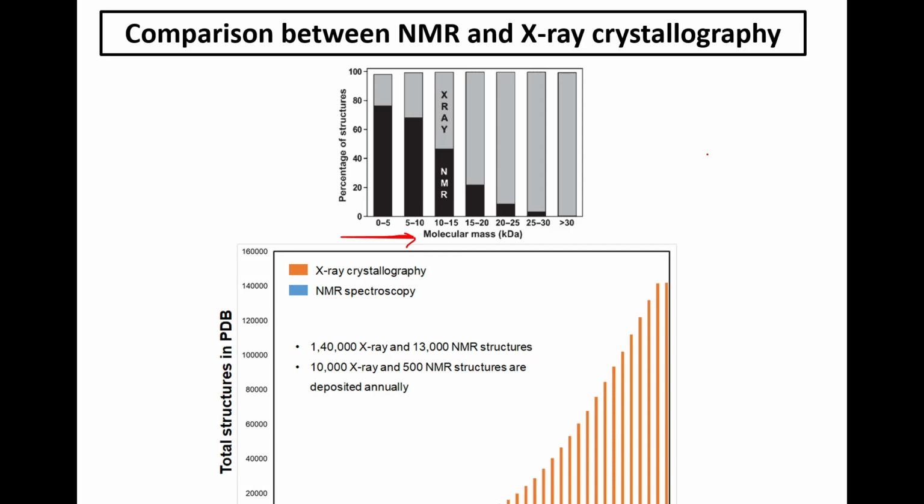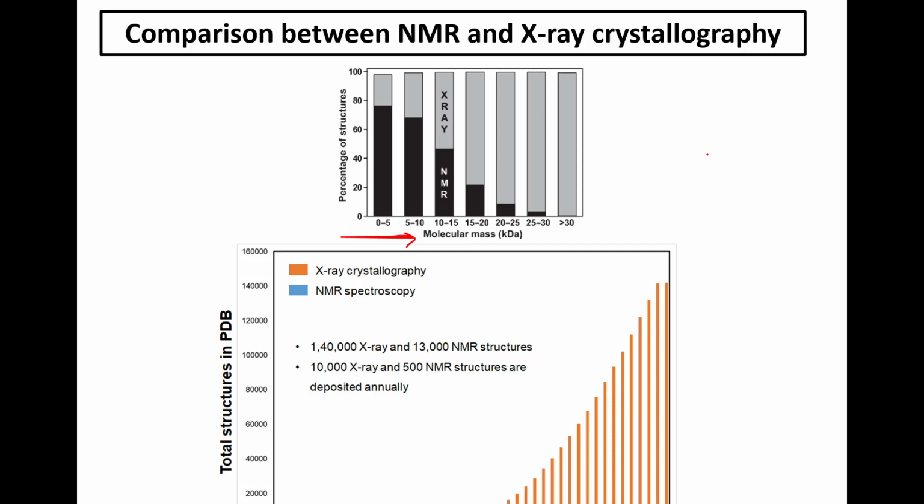But if you compare the number of structures solved by X-ray crystallography and NMR from 2000 to 2020, there is an exponential rise in X-ray crystallography structures, because X-ray crystallography gave very good high resolutions, and the molecular weight constraint is not present in X-ray crystallography.